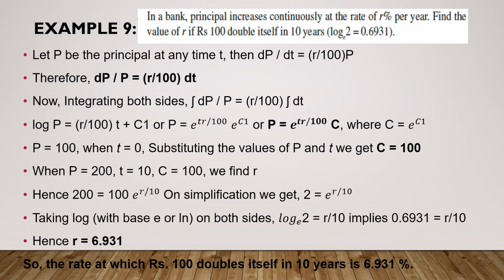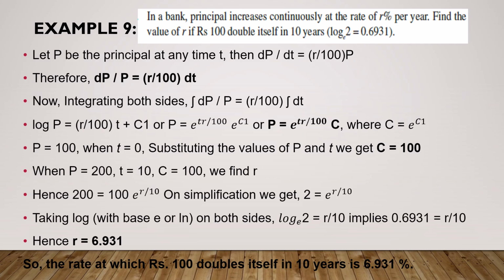Next, the condition given to us is the amount doubles. That means when P becomes 200, in how much time? In 10 years. So when P is equal to 200, T is equal to 10. Already C is 100, we know that. So now we have our equation, only missing term is R, which we need to find out. So our equation is P is equal to e raised to TR upon 100 into C.